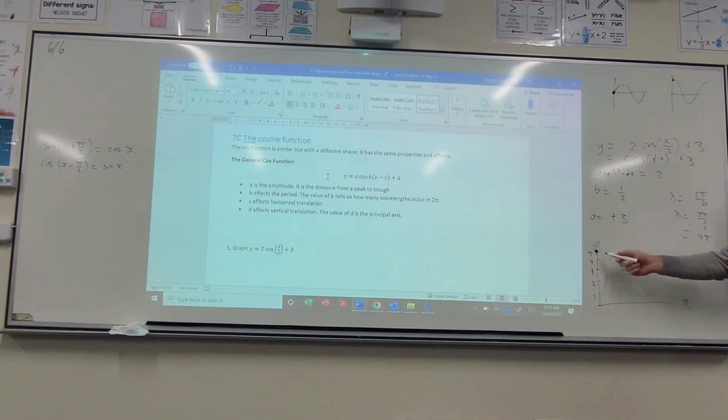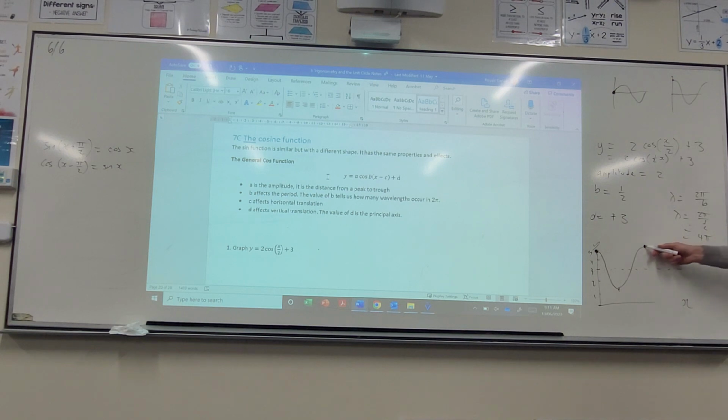All right, and I'm just going to draw a cos of x function, and then I'm just going to put my period in later. All right, so if I go up 2, that means I'm going down 2 as well. All right, amplitude is 2, 2 from the principal axis up, 2 from the principal axis down. So we've got a peak going into a trough and then coming back up to a peak there. And I'm going to cut the graph off there. All right, we've drawn one wavelength of it.